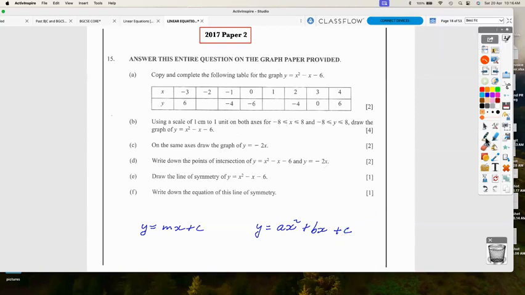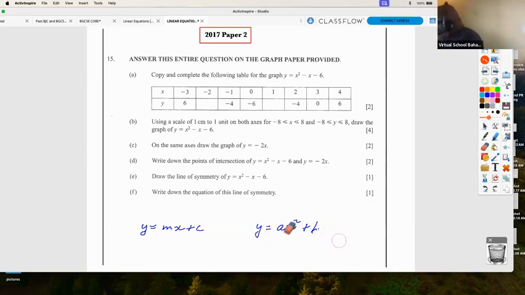Yes, sir. So C is the y-intercept. Pardon me? C would be the y-intercept. Yes, so I'm going to go through this whole question for you so that you can understand. And please make your own notes, because you don't have your graph paper to work it on.